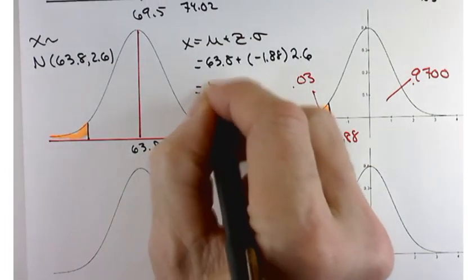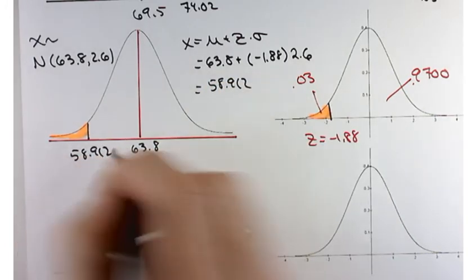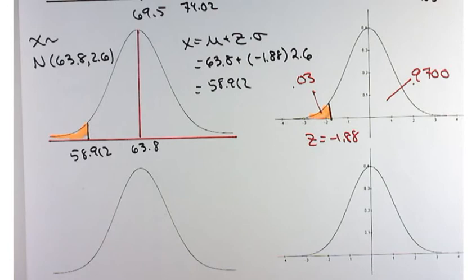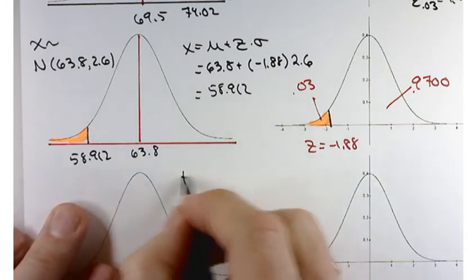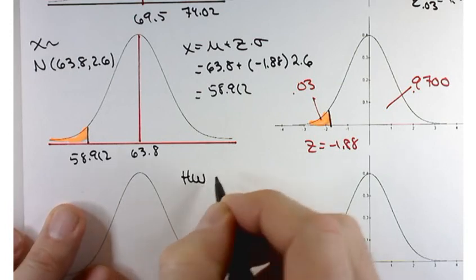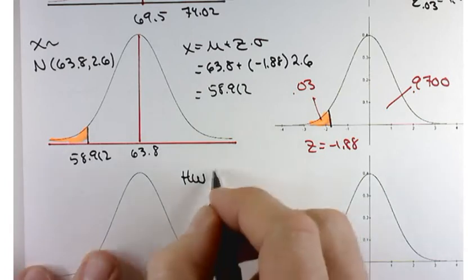58.912. There. So are you okay with destandardizing these variables? For homework, section 6.3, try problems 3 through 25.